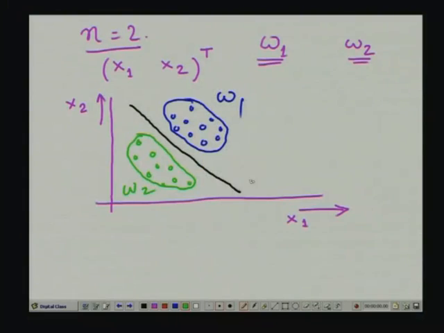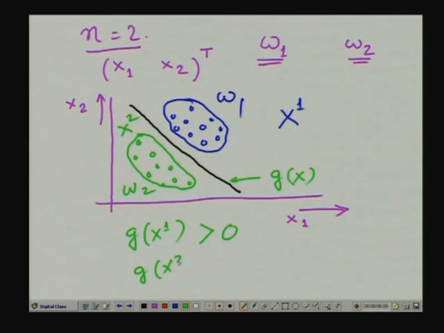So, basically what I have to do is get an equation of this straight line, say g x, such that for any vector, let me use some other notation because otherwise it will be confusing, let me represent them by superscript. So x superscript 1 is the feature vector of an object belonging to class omega 1, and x superscript 2 is a feature vector for an object belonging to class omega 2. I can assume that for all these points x superscript 1, g of x superscript 1 should be greater than 0, and g of x superscript 2, for all the objects belonging to class omega 2, should be less than 0.